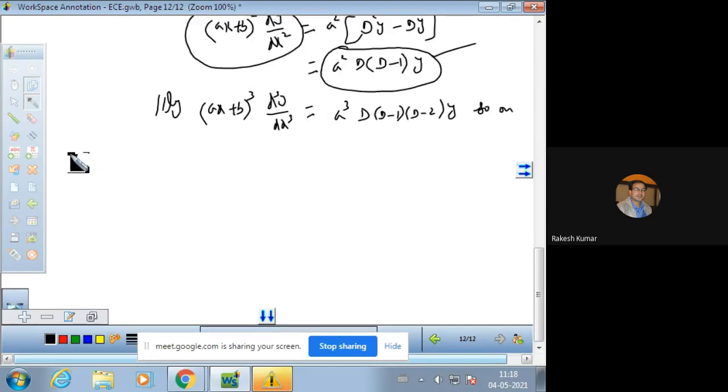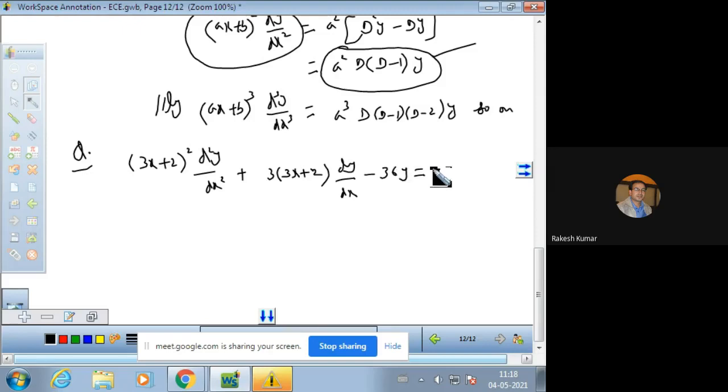So let us solve a question of Legendre's linear differential equation. The equation is: solve 3x plus 2 whole square d square y by dx square plus 3x plus 2 into dy by dx minus 36y is equal to 3x square plus 4x plus 1.